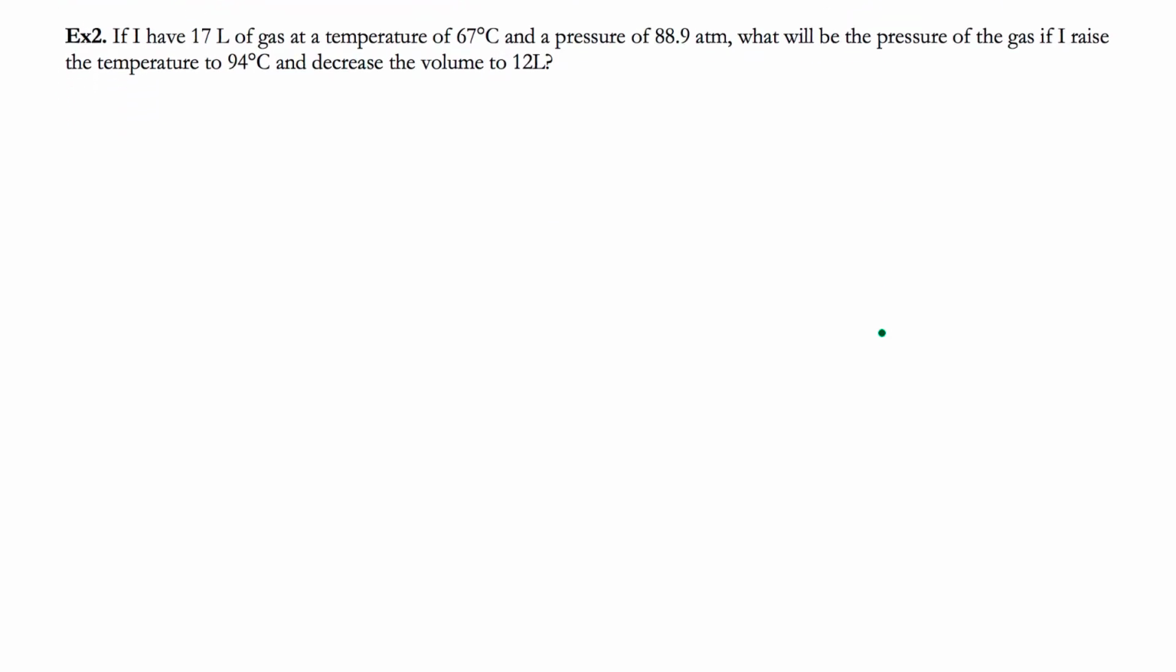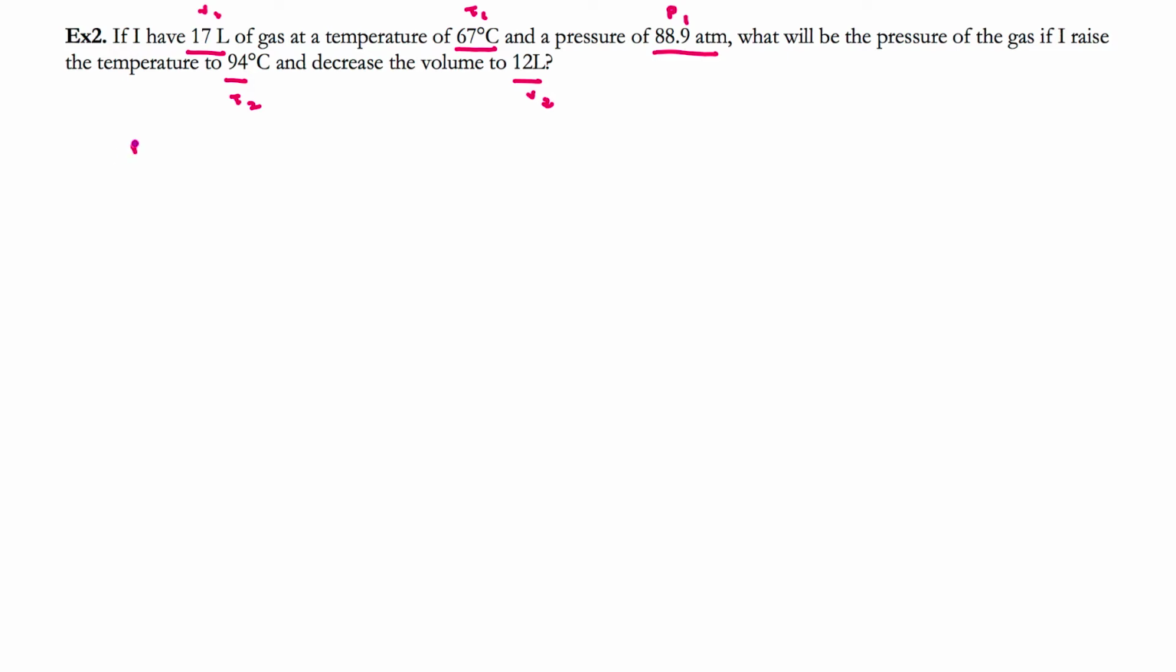All right, let's look at example 2. I have 17 liters of a gas at a temperature of 67 degrees Celsius and a pressure of 88.9 atmospheres. What will be the pressure of the gas if I raise the temperature to 94 and decrease the volume to 12 liters? Since I'm changing 3 variables, I'm using the combined gas law. This is V1, this is T1, this is P1, this is my T2, and this is my V2.